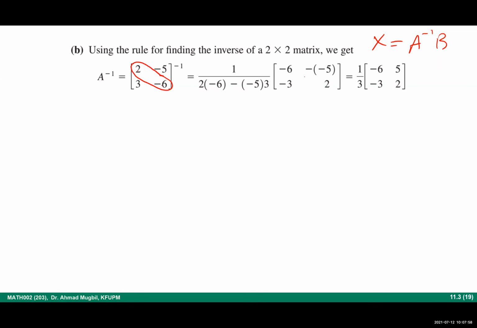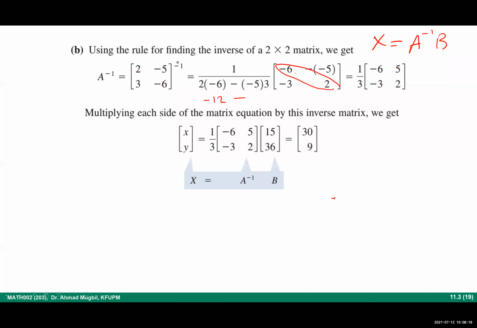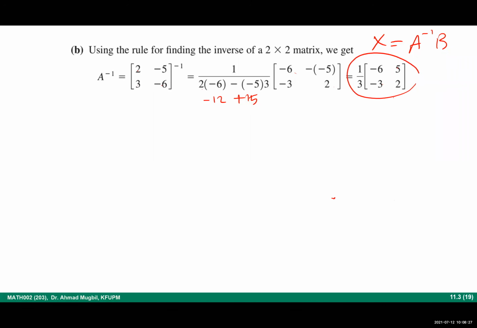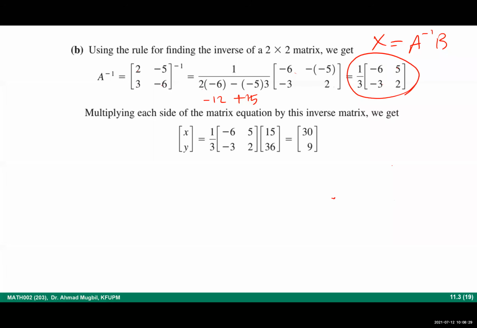This is 2 and negative 6, you will interchange them. Then this is negative 5, it will become 5. This is 3, it will be negative 3. Now you will divide by the determinant. What is the determinant? Multiply the main diagonal entries, negative 12. Minus, you need to multiply here, not there. It will be 3 multiplied by negative 5, negative 15, so it will be plus 15. So you will have 3, 1 over 3. And this is the inverse.